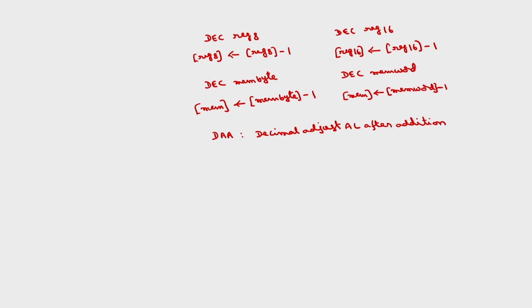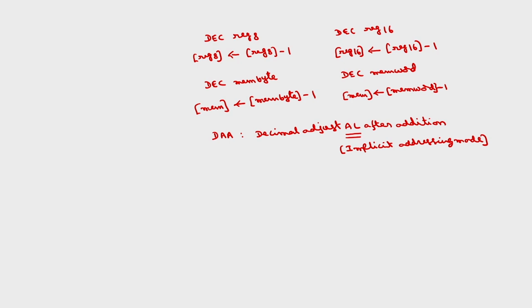This instruction operates only on the lower order register AL. That is why the addressing mode here will be implicit addressing mode. There are some instructions which operate only on a specific register. All those instructions belong to implicit addressing mode. Here also, DAA operates on AL only.